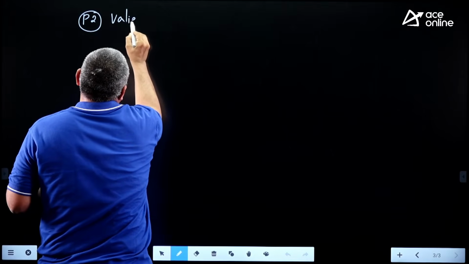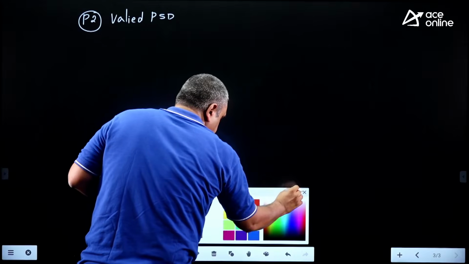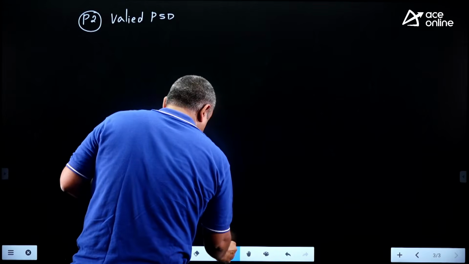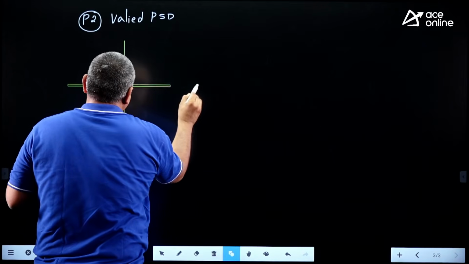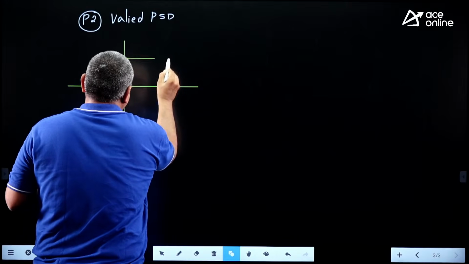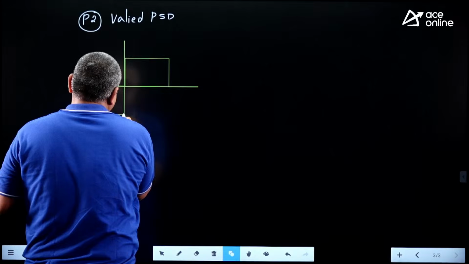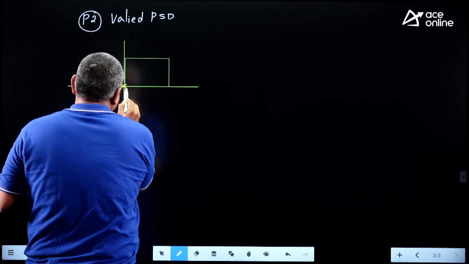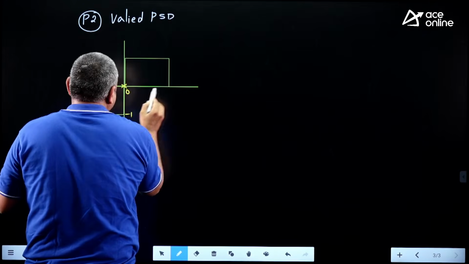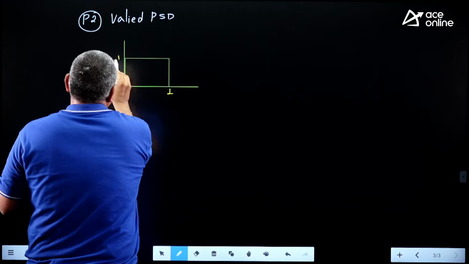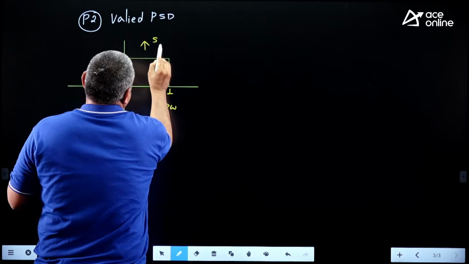Valid power spectral density. Now these are the options he has given. I am just keeping these options. This is the first one. He has given a rectangular function here from 0 to 1, again from -1 to 0. So from -1 to 0 amplitude is -1, from 0 to 1 he has mentioned amplitude as +1 in omega plane. So this is the first one, Sx of omega.